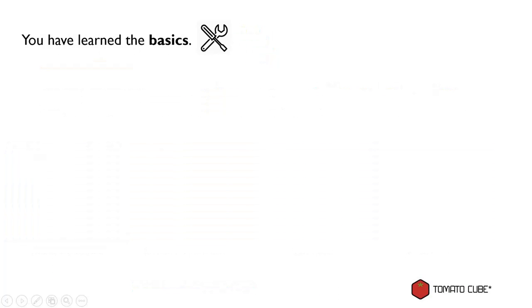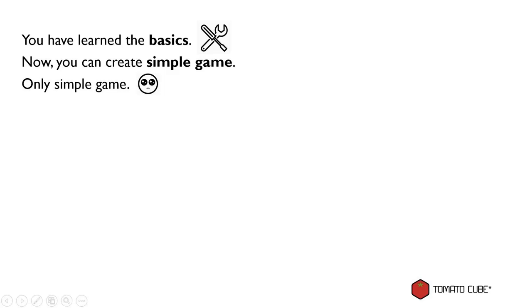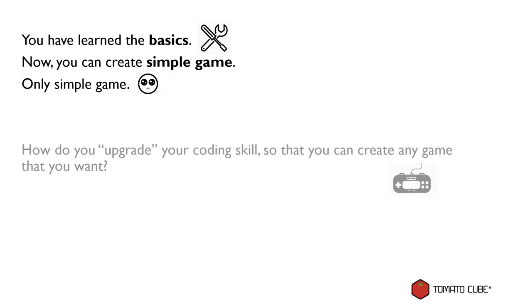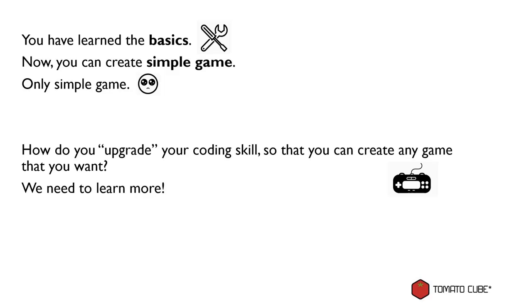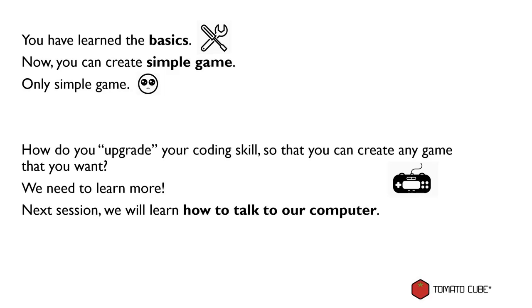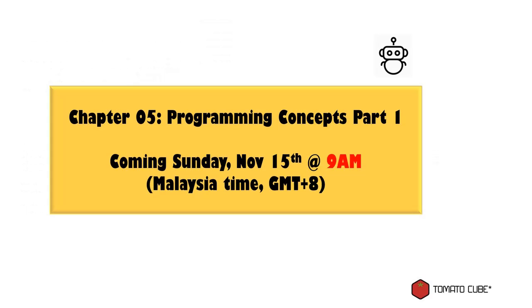So you have learned the basics. Now you can create simple games. But you can notice that probably it's only simple games. So how do you upgrade your coding skills so that you can create any game that you want? Maybe something that is more interactive or more challenging. Well, we need to learn more in order to do that. Next session, we will learn how to talk to our computer. So meaning that in chapter 5, we will talk more about programming concepts, and that will equip you with more knowledge in order to create more advanced games.